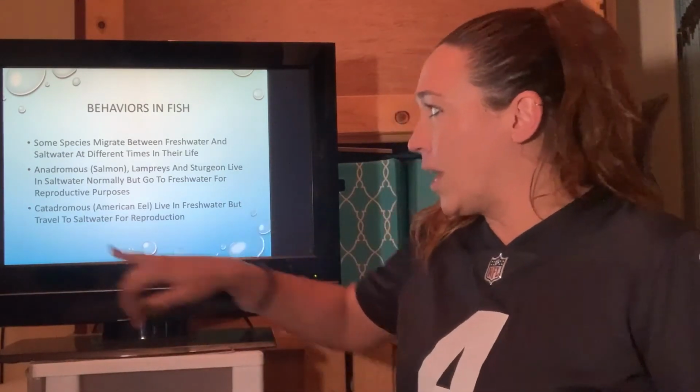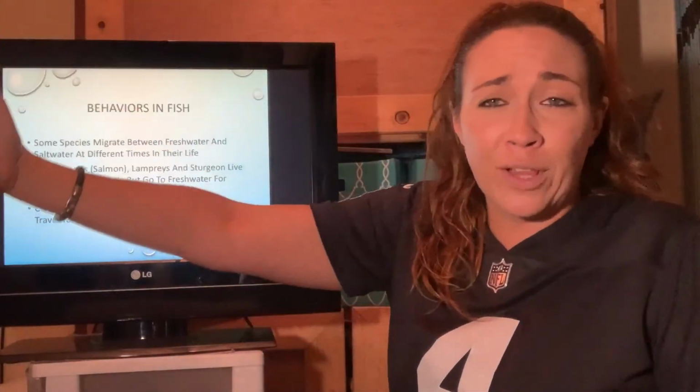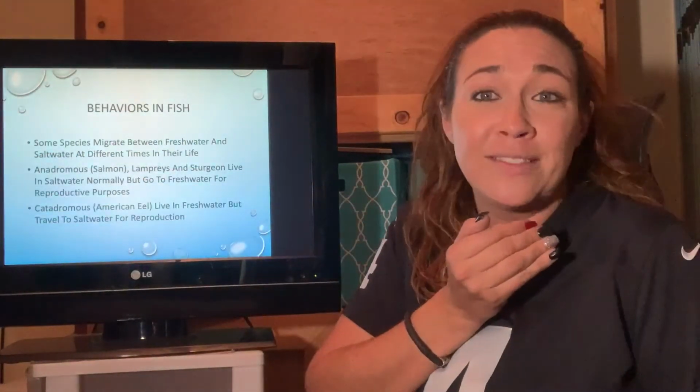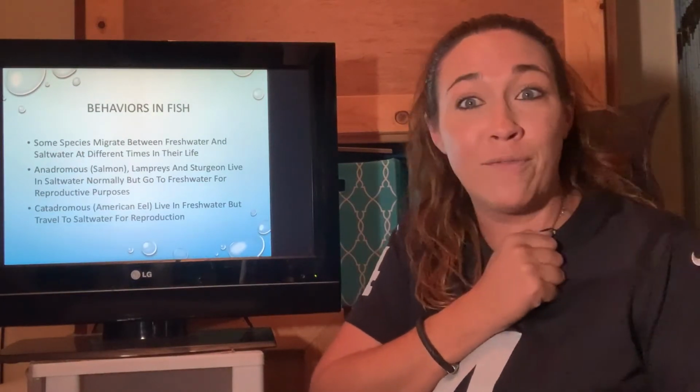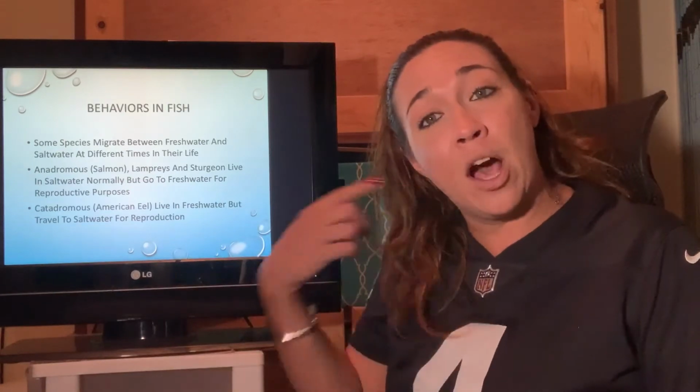And so it really depends on where you are first and where you reproduce into what category you fall under. So anadromous would be like salmon. Okay, they're born in freshwater, they live their life out to sea, and then they come back to the same stream that they were born in to have their babies. Okay, that is anadromous.